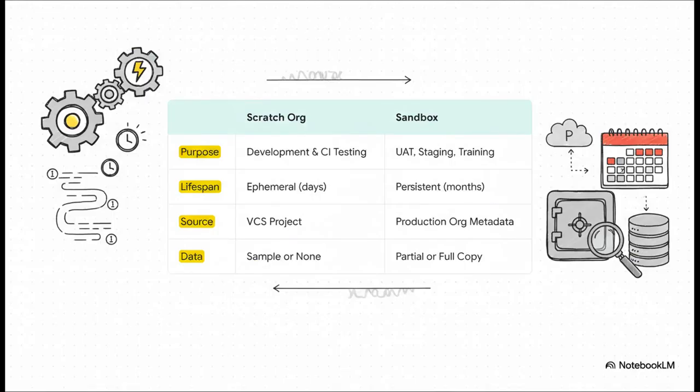This table just nails the difference perfectly. Look at the purpose. Scratch orgs are for active development and automated tests. Sandboxes are for that final testing and staging. And the lifespan? We're talking days versus months or even years. But most importantly, check out the source of truth. A Scratch org is built from your code in Git. A sandbox is a copy of your production org. Getting this distinction right is absolutely critical to your success.